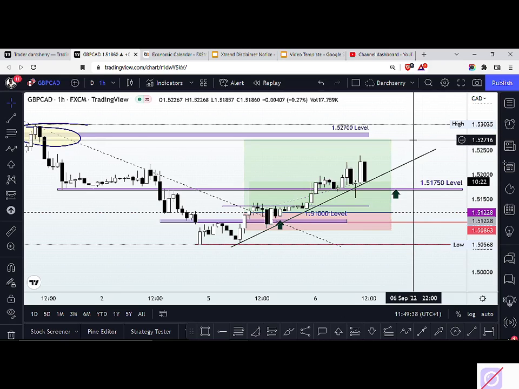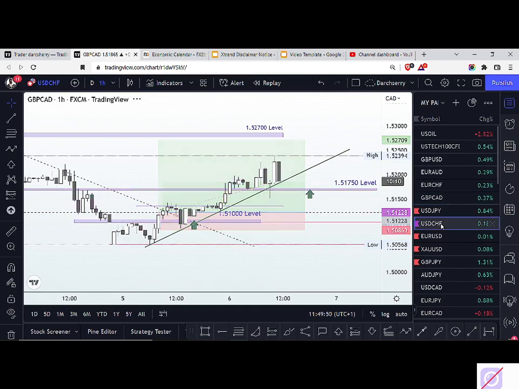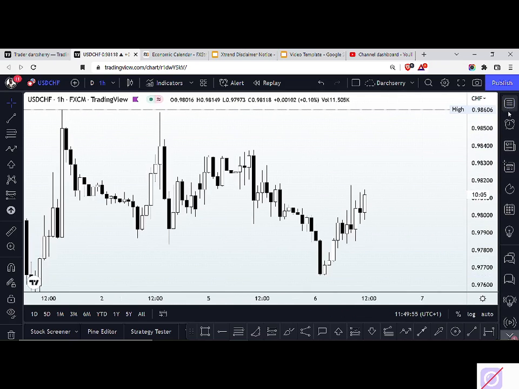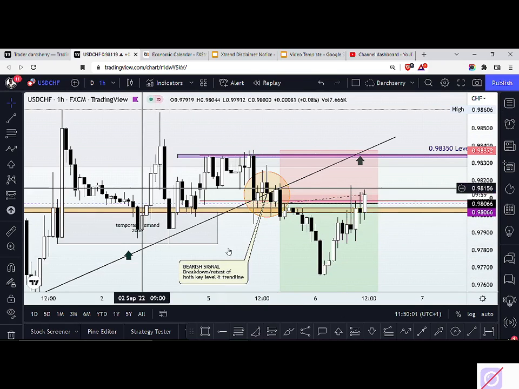So let's move on to the next pair, and the next pair we treated yesterday was the USD CHF, and we were actually expecting a bearish momentum to happen on the USD CHF yesterday, and we got a signal, but we're still having a dicey situation around here. So how did we get to this point?